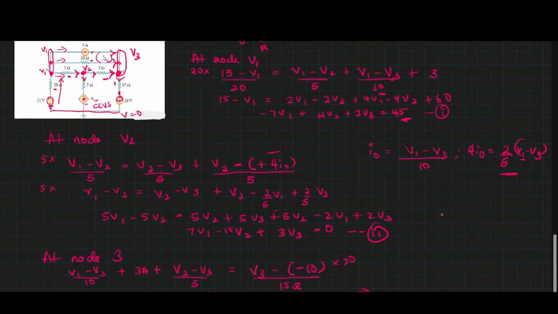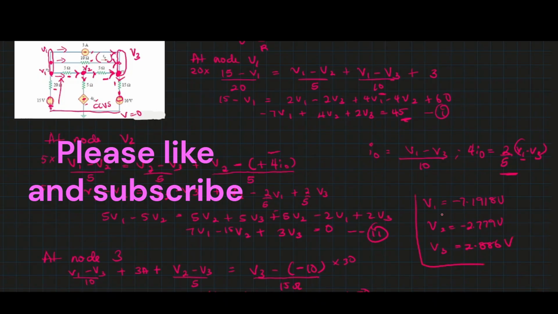Solve this as simultaneous equations. I feel like we can all do that. You're simply going to get that V1 is equals to minus 7.1918 volts, V2 is equals to minus 2.779 volts, and V3 is equals to 2.886 volts. So these are your final answers. But you can stop at just making another equation.